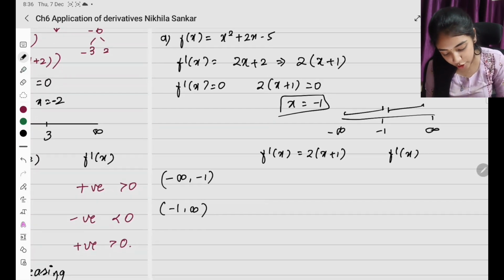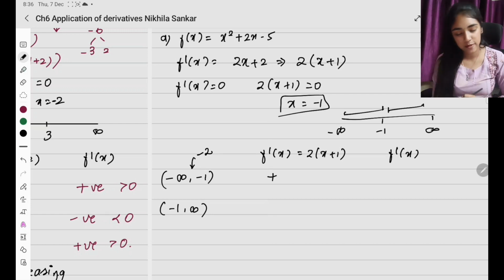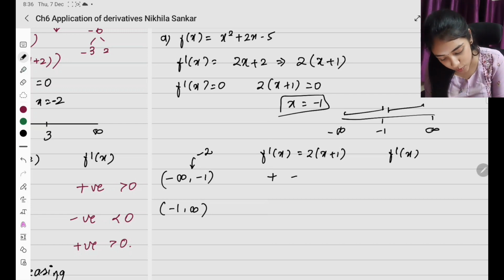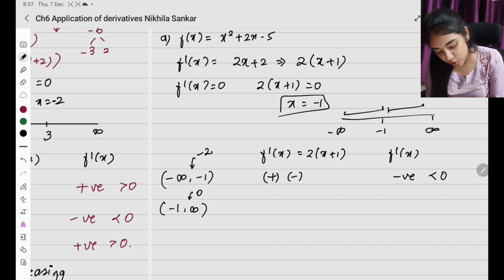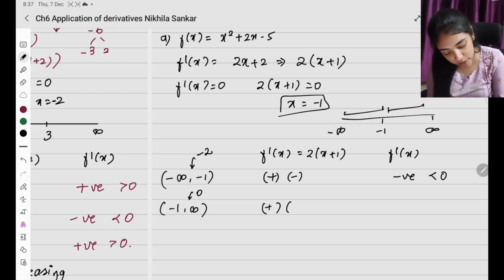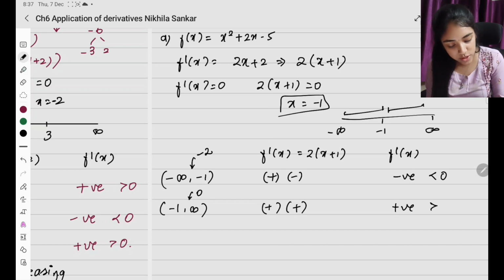So the sign is going to be 2 positive, and I substitute a value that is between minus infinity and minus 1. I can substitute minus 2. So minus 2 plus 1 is going to give me a negative value. So positive times negative is negative, which is less than 0. In the other interval I can substitute the value 0. So 0 plus 1 is also going to be positive. So overall I have a positive value which is greater than 0.